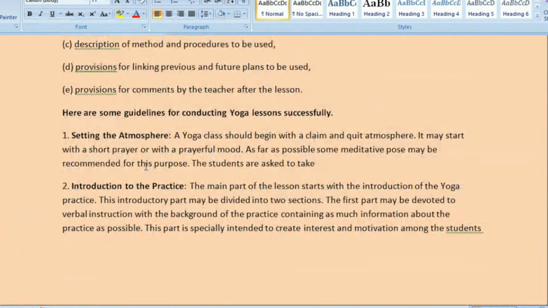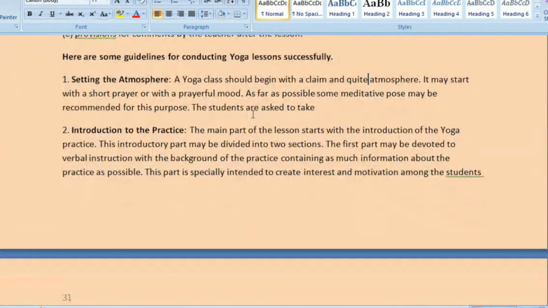So here are some guidelines for conducting yoga lessons successfully. First, setting the atmosphere. A yoga class should begin with a calm and quiet atmosphere. It may start with a short period of silence or with a prayerful mood. As far as possible, some meditative postures may be recommended for this purpose. The students are asked to take that.